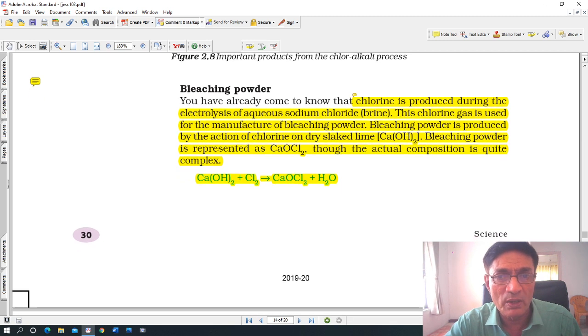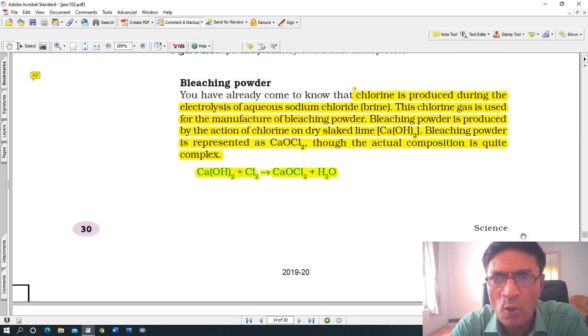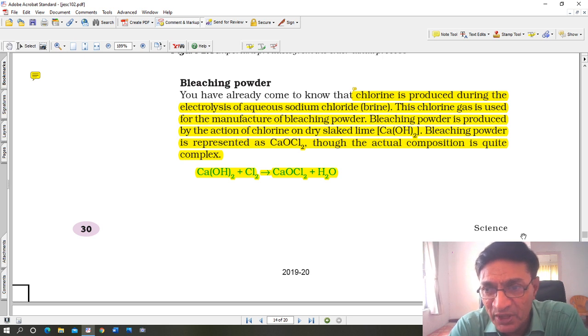Now bleaching powder is another common compound. We have all heard about bleaching powder and we have probably even used it. We have already come to know chlorine. That chlorine is produced during the electrolysis of aqueous sodium chloride, or brine. This chlorine gas is used for the manufacture of bleaching powder. That's why it is important to understand how useful some processes are.